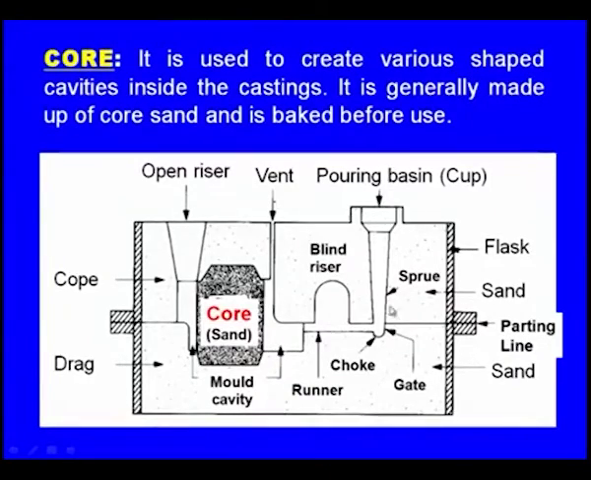The molten metal comes like this, flows through the runner, flows around the core and finally rises through the riser. We wanted to create a hollow cavity inside the casting. That is why, after the solidification, when we separate these two molding boxes and break the sand, we get the solidified casting, but inside it there is a sand core. This also is to be broken. When we break this core, what happens? Inside the solidified casting we get a hollow cavity.